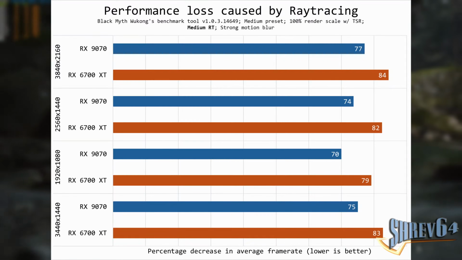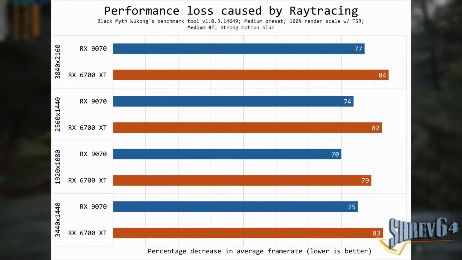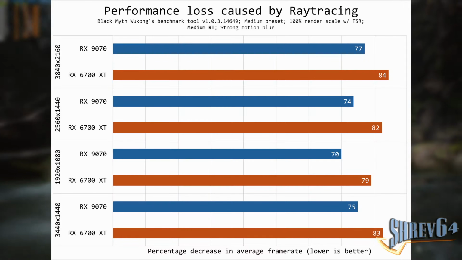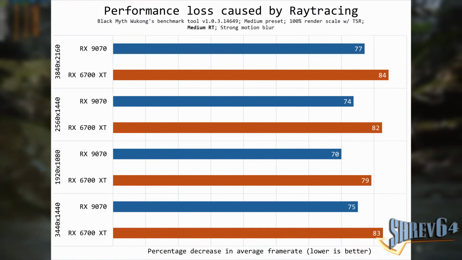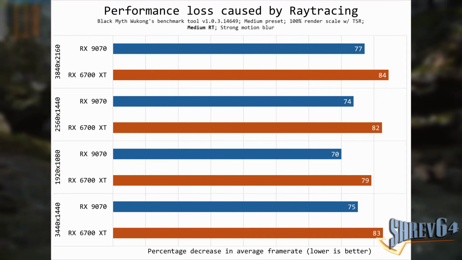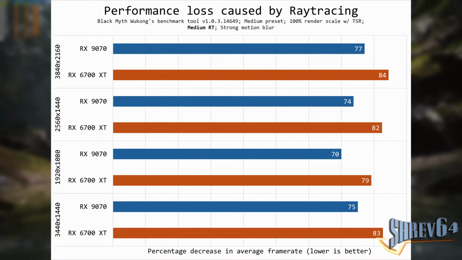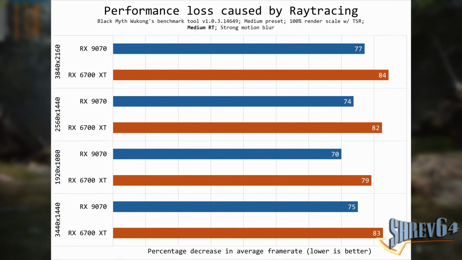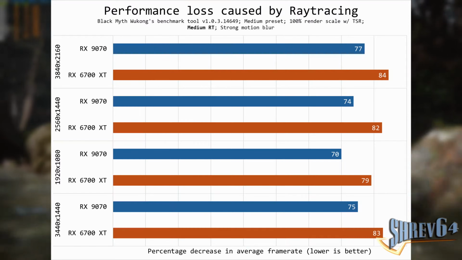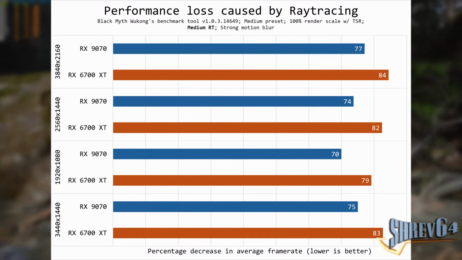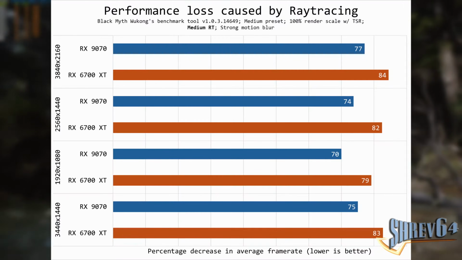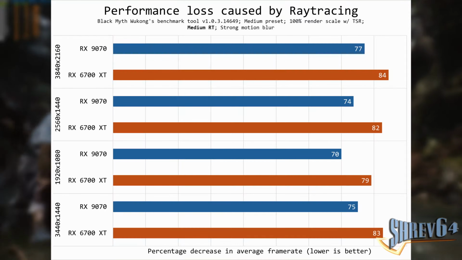When looking at the performance loss when enabling ray tracing, at least 70% of the average frame rate is lost regardless of the GPU and resolution tested. Remember, in this graph, the bigger the bar is, the lower the average frame rate was. The 9070 takes less of a hit than the 6700 XT, but ray tracing is still a massive endeavor in this game for both cards.